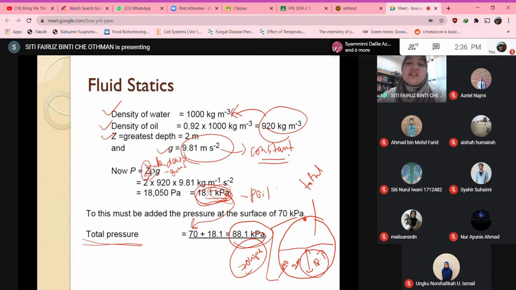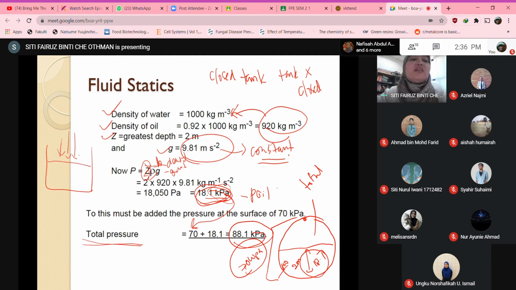Okay, I think for this particular case, it's considered a closed tank. If the tank is not closed, like I told you before, let's say if it's not cylindrical, if the tank is not closed, you have to consider adding the total pressure with atmospheric pressure. Okay, make sure. So these are the things that you need to remember. Alright.